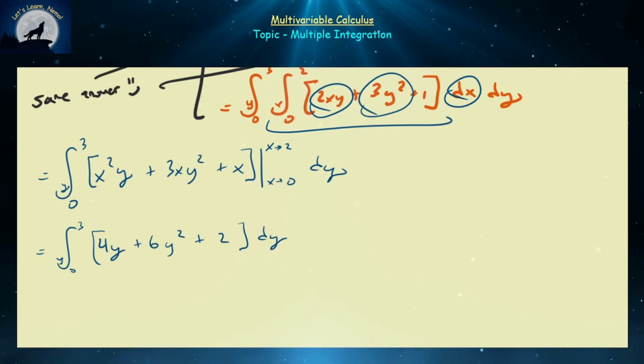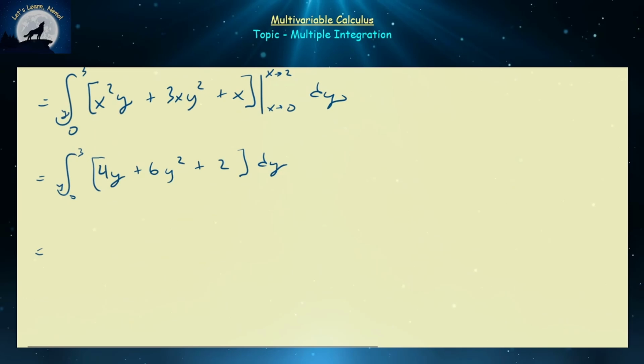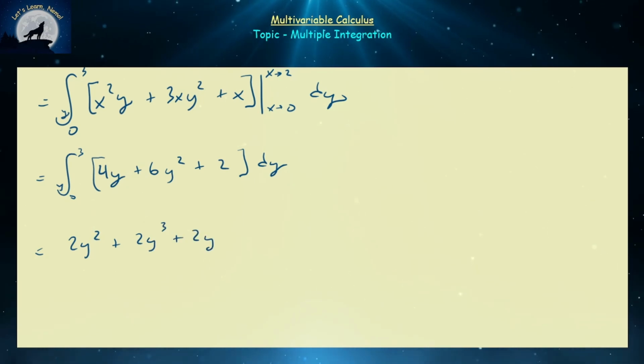Right? And now we have a single variable integral, which is actually pretty nice. Let's just evaluate this. It's going to be equal to the antiderivative of 4y, which is 2y squared, and then divided by 3, so it's 2y cubed plus 2y, and then we're going to evaluate this as y goes from 0 to 3.